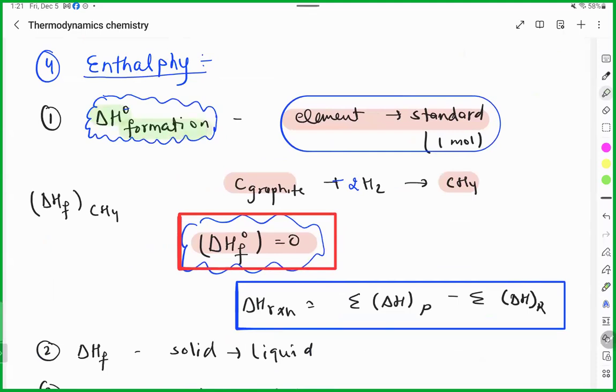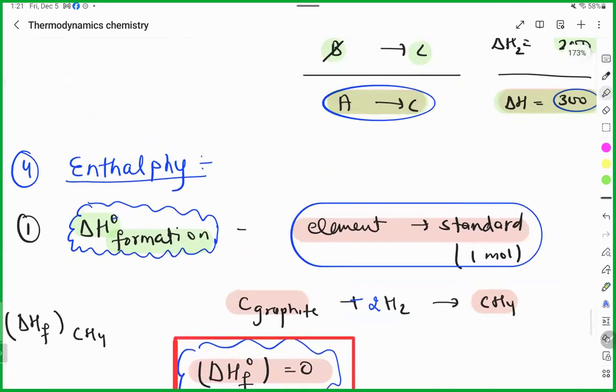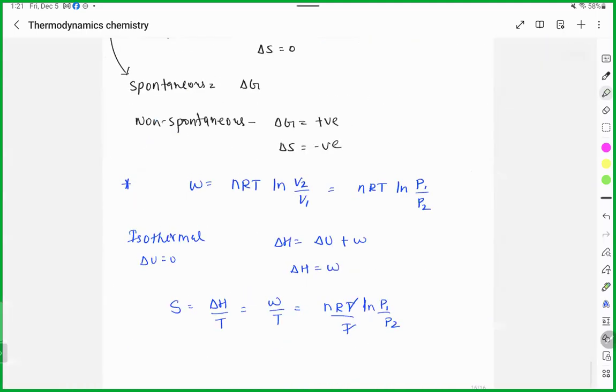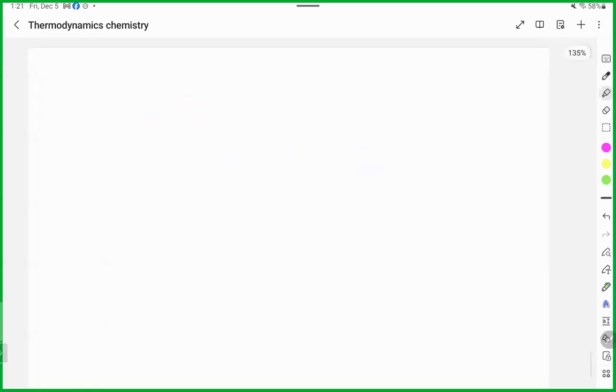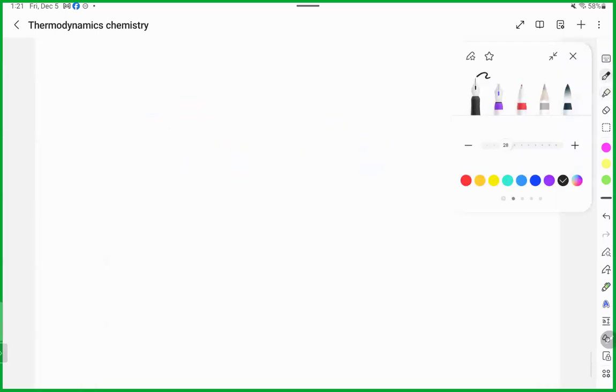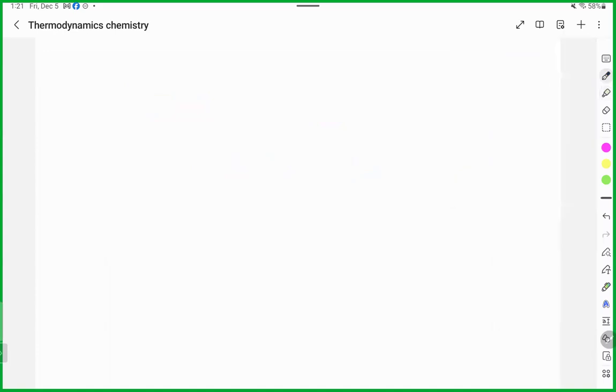So, enthalpy of formation. If you are making 1 mole of any compound, what is the change in energy? What usually happens when there is a formation? Because there are two types of reaction. One is the formation reaction, synthesis. Second is the breakdown reaction, decomposition. So there are two processes. One is the addition reaction, where there is a formation of something. And second, you have to break down something.